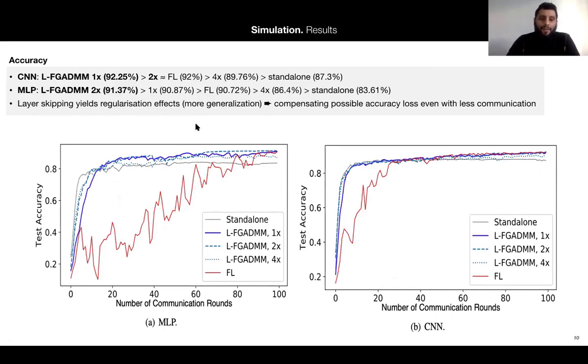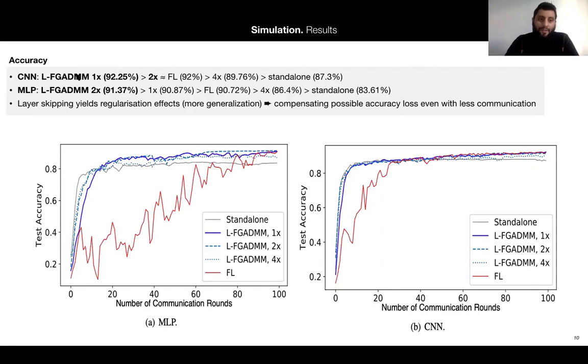Now we compare the algorithms in terms of the accuracy, and we see similar results. After a few iterations, we see a significant increase in the accuracy of federated JDMM compared to FL, for example, for the MLP setting. After 20 iterations, federated learning accuracy was around 30%, while it's more than 80% for all variants of federated JDMM. When we let all the algorithms run for 100 iterations and then report the testing accuracy, here we see some numbers for CNN and MLP configurations.